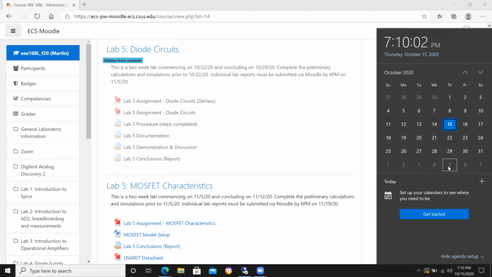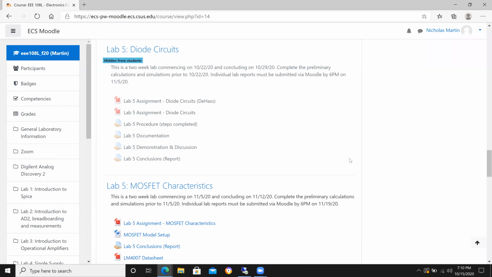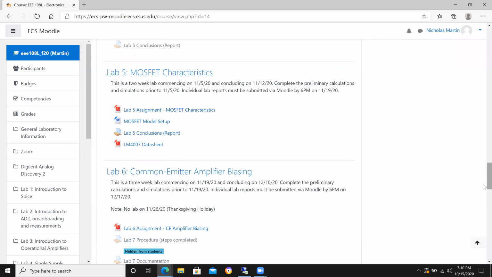So next week on the 22nd, you're going to work to close out the op amp lab. On the 29th, you'll do the diode lab, a scaled back version on your own through simulation. I can answer questions when I get back this week. Then on November 5th, we're going to jump into the MOSFET lab and kick off there.